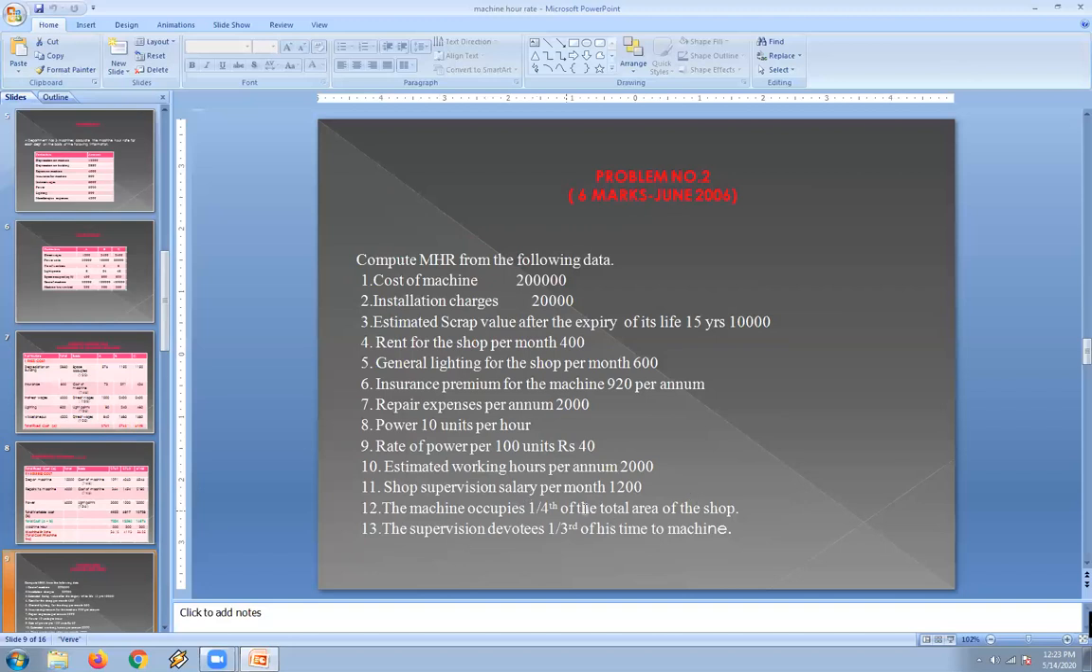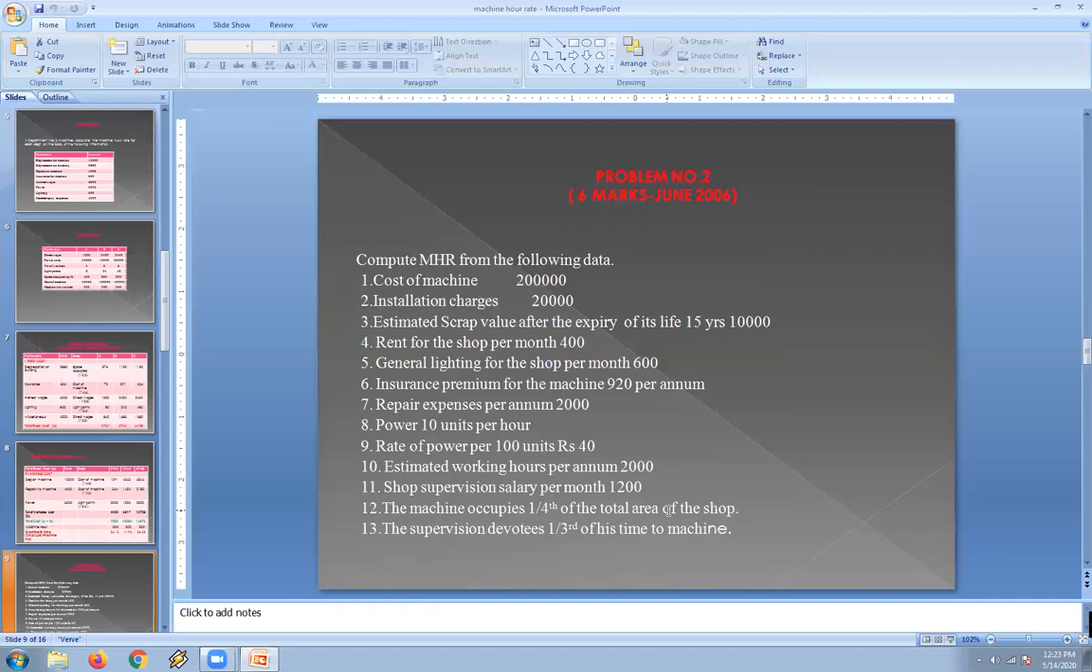The machine is occupied among the entire total area, the machine occupies only 1/4. Then the supervisor devotes 1/3 of his time to the machine. Now we have to calculate the depreciation value based on the cost of machine and installation charges, and the scrap value should be deducted. So for the cost of machine, the installation charges have to be added, 2 lakh plus 20,000 becomes 2 lakh 20,000. The scrap value of 10,000 should be deducted from that, divided by 15.